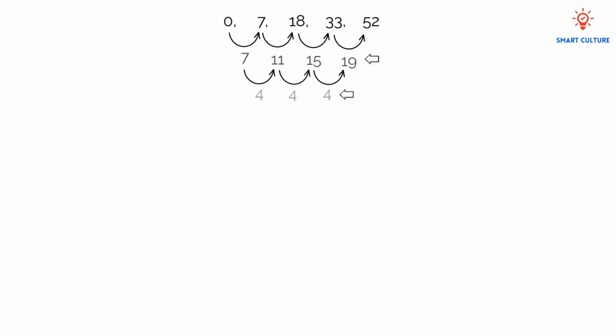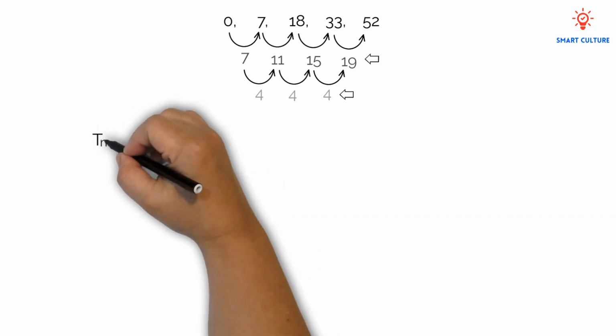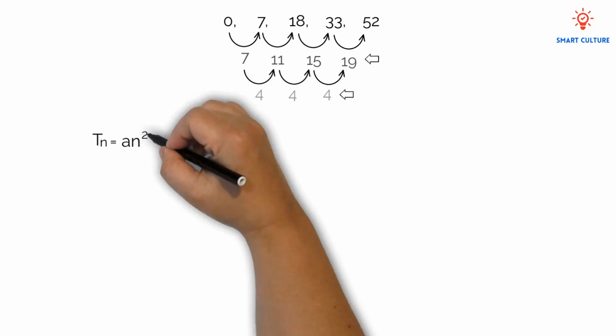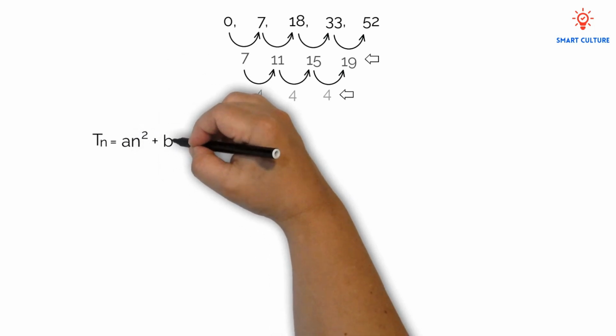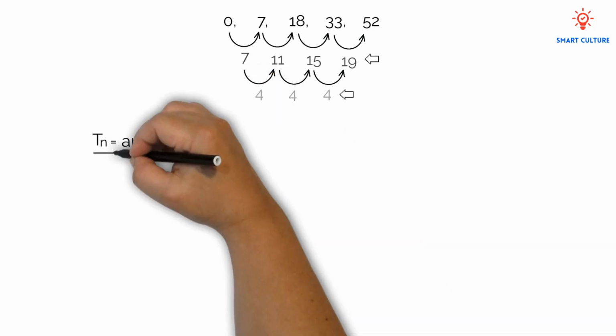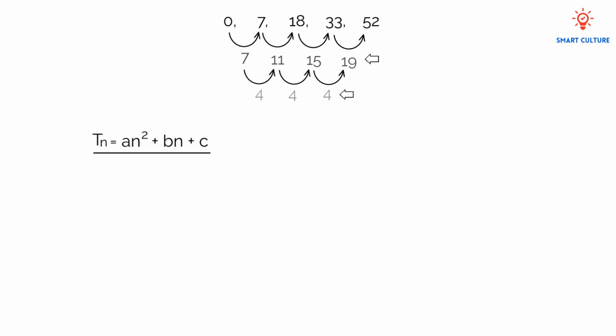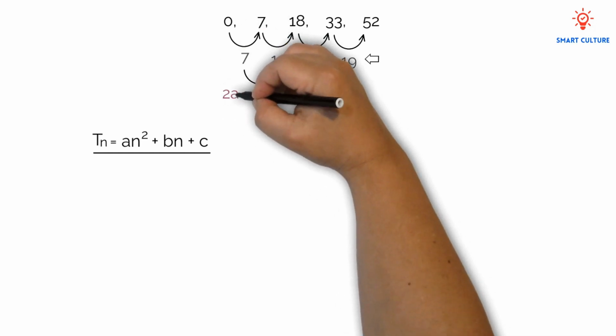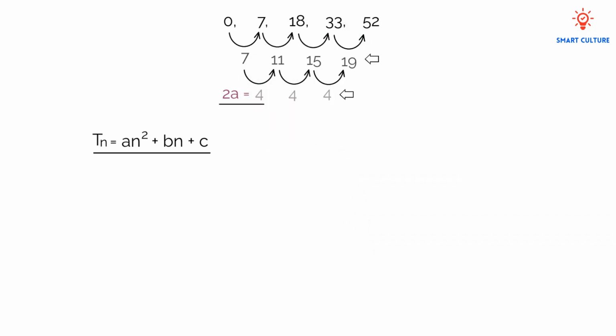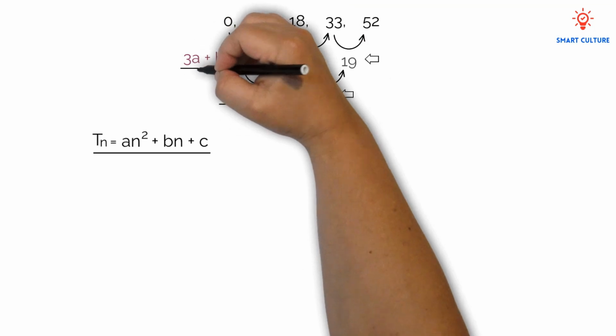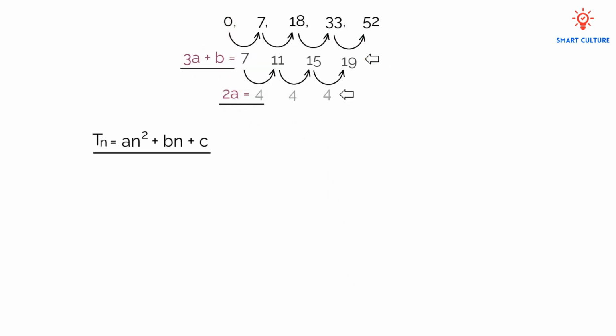So instead of using the formula Tn is equal to a plus (n minus 1) d, we'll use a new formula because this is a different kind of sequence. This is a quadratic sequence. We'll use the formula Tn is equal to an squared plus bn plus c. So how can we go about determining the value for a, b, and c? What we do is we write 2a next to the line of second differences, and we write 3a plus b next to the line of first differences.